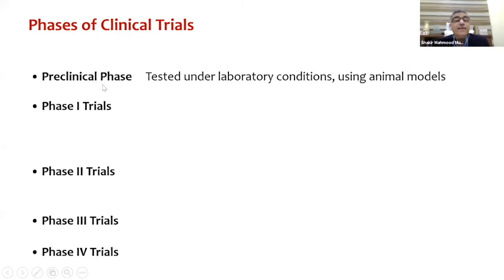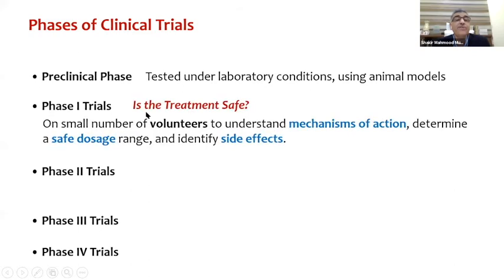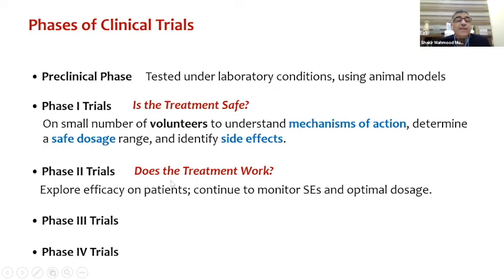طبعا البري كلينيكال فيس اللي هو يتسوى باللابوراتوري على انيمال موديلز. الفيس 1 اللي هو يجاوب على سؤال هل التريتمنت سيف اللي احنا نريده، ويوجوالي يتسوى على فولنتيرز قليله عددهم حتى نحدد الميكانيزم اوف اكشن ندرسها، السيف دوزج اللي ممكن نوصله، وايضا تو ايدنتيفاي سم سايد افكتس. الفيس 2 ترايل does the treatment work. الان ناخذ مجموعه من المرضى مو فولنتيرز وبس قليله مو كلش هواي، ونقيس الافيكاسي على ذول المجموع، وطبعا نستمر ايضا نتابع اذا يصير سايد افكتس.